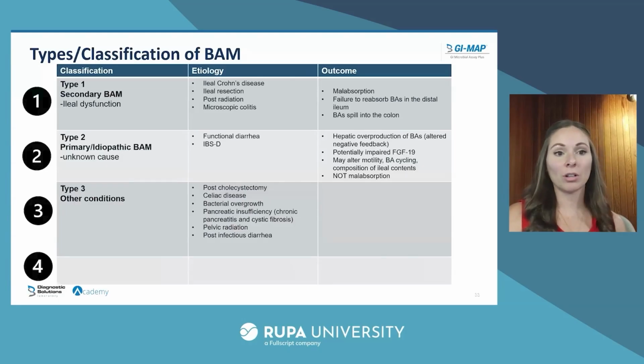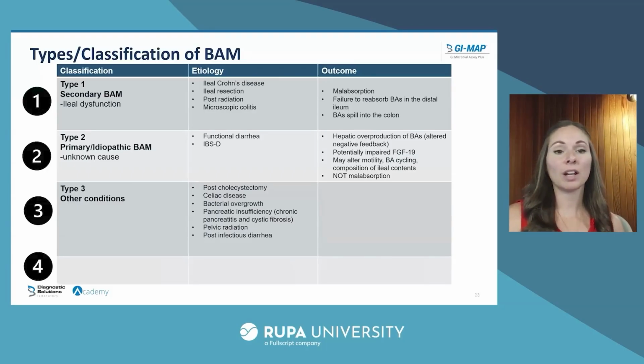Celiac disease, which I would argue could go in potentially that if it's affecting the ileum, the absorption issue. Bacterial overgrowth, which we can see on the GI map. Pancreatic insufficiency, which we can see on the GI map. Again, pelvic radiation can go in either, and post-infectious diarrhea. You can also see this on the GI map.